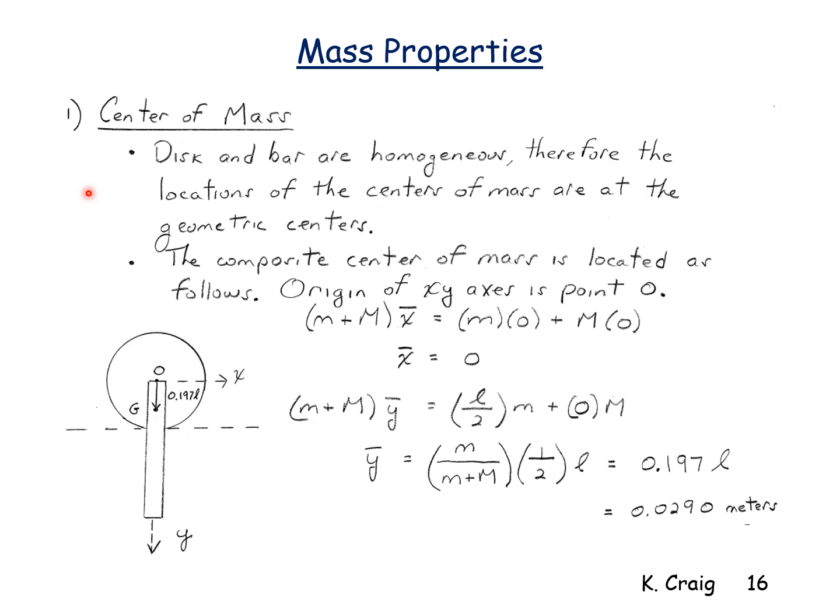The first thing I need to do is identify the mass properties of my rigid body. That includes the center of mass and also the mass moments of inertia. I assume that the disk and bar are homogeneous, therefore the locations of the centers of mass are at the geometric centers, point O, and also at the geometric center of the bar, which I showed on the previous diagram. The composite center of mass is located as follows. If I want to know what the center of mass is for the composite body, I proceed as follows.